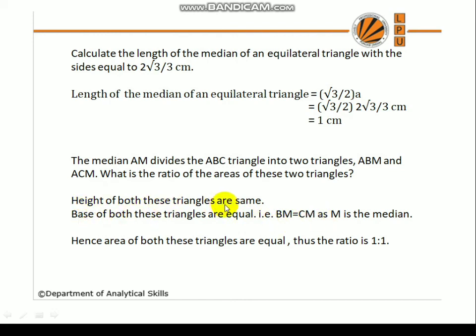Height of both the triangles is common, which is the same. Bases BM and CM are equal because AM is a median. Hence, the areas of these triangles must be equal. As height is common and bases are equal, the areas of both these triangles are equal. Thus, the ratio of the areas of triangles ABM and ACM is 1:1.